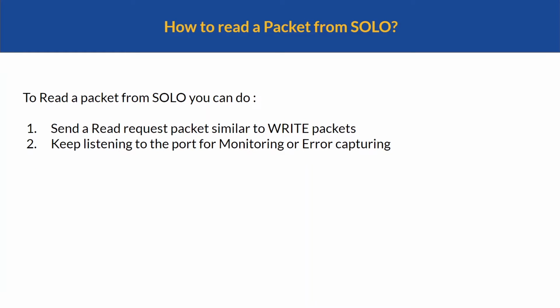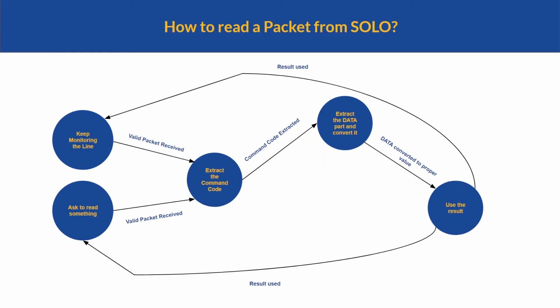Now we're going to learn how to read a packet from Solo. To read a feedback or something that you're interested to know the value of from Solo, first of all, we send a write packet to request the read. And then we keep listening to the port to receive the packet that we asked for or the errors that might happen. To simplify this, we have prepared a very simplified automata in which we're going to explain how to receive data safely from Solo.